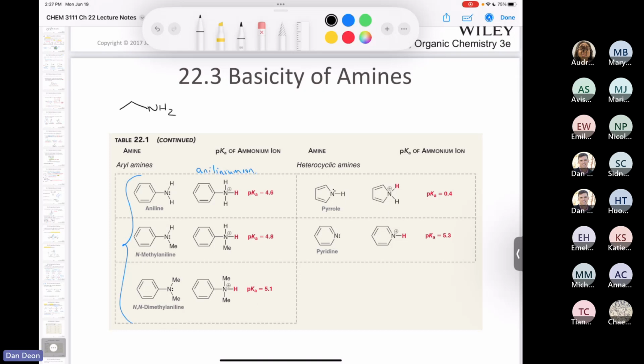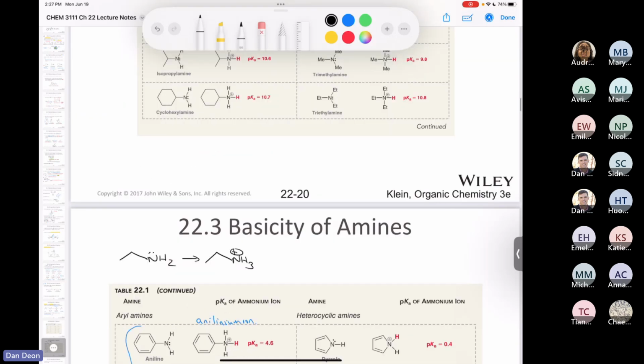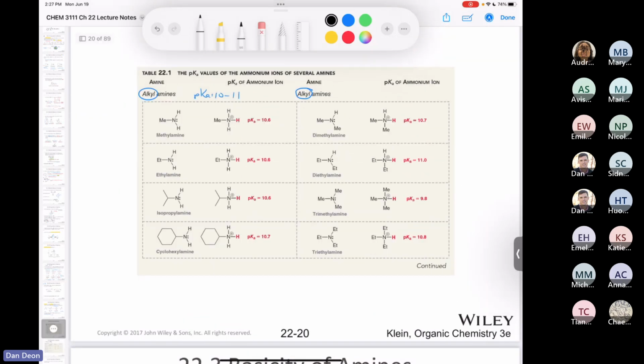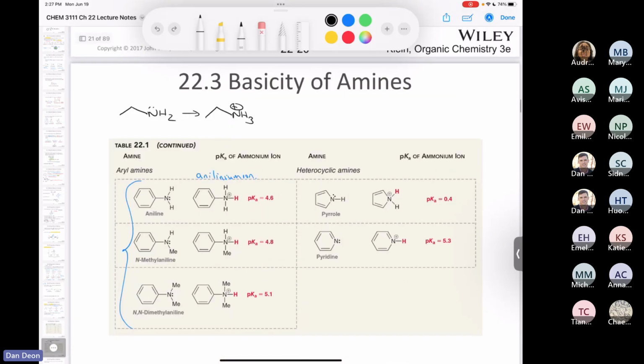Ethylamine, which is an alkylamine, is on the previous slide. If we protonate that, we get the alkylammonium ion. And if we go over here, we see that the ethylammonium ion has a pKa of around 11. So we'll just put here pKa is equal to 11-ish. And then if we compare that to the anilinium ion, this is much more acidic. So that means that this is a weaker base.